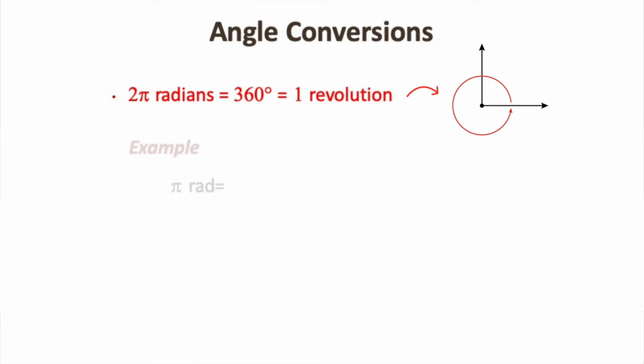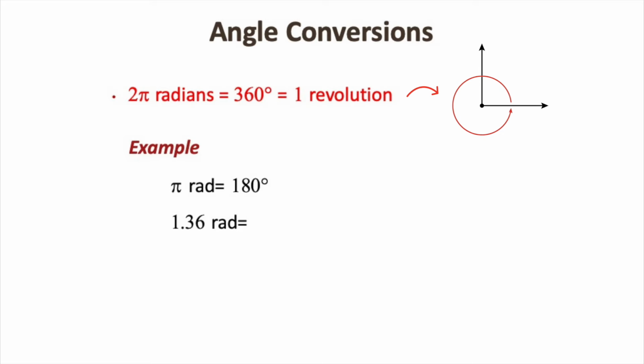Let's look at an example. If you divide 2 pi by 2, you get pi. And 360, when you divide it by 2, you get 180. That means that pi radian is equal to 180 degrees. What about 1.36 radians? Would it be more or less? Because pi is 3.142, 1.36 radians is less.